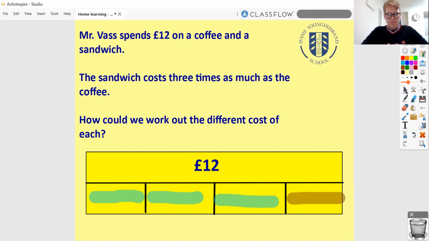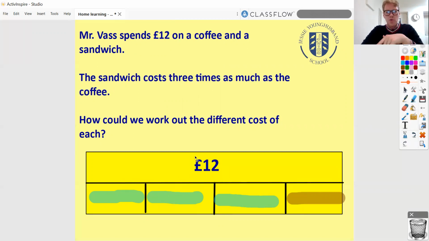So I haven't necessarily started dealing with numbers yet, but what I have done is visualize the fact that this sandwich, this blue bit here, costs 3 times as much as the coffee. And that's what I've got with the bars here, haven't I? I've got 3 times as many bars for the sandwich as I have for the coffee. It's 1 versus 3. Now you might be thinking, well, how's that actually going to help us?